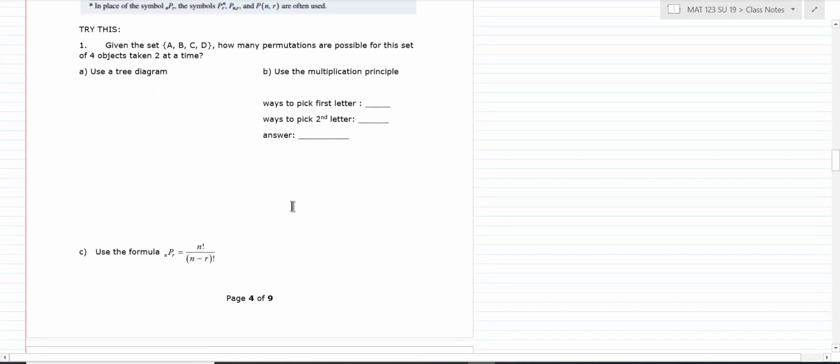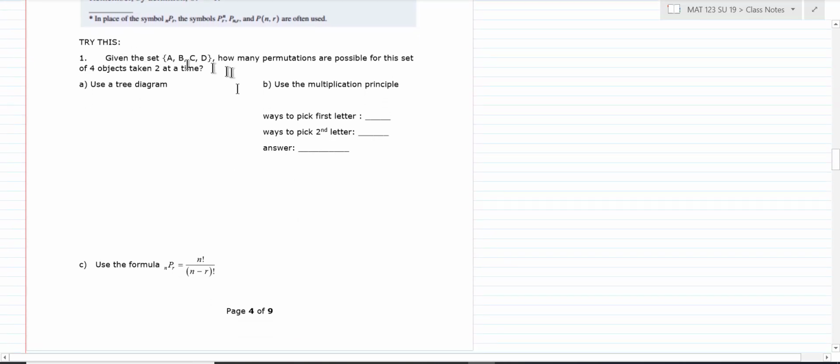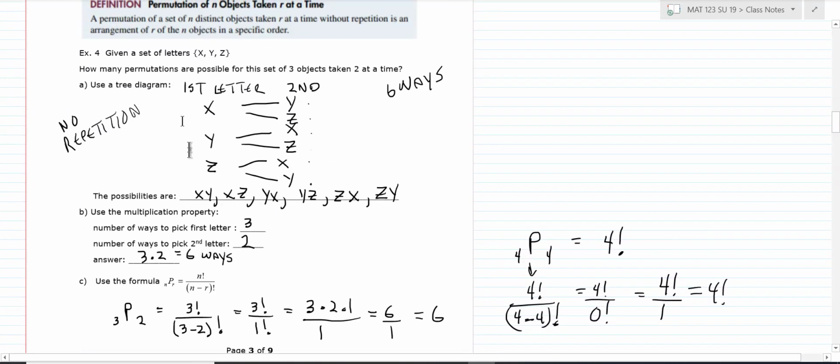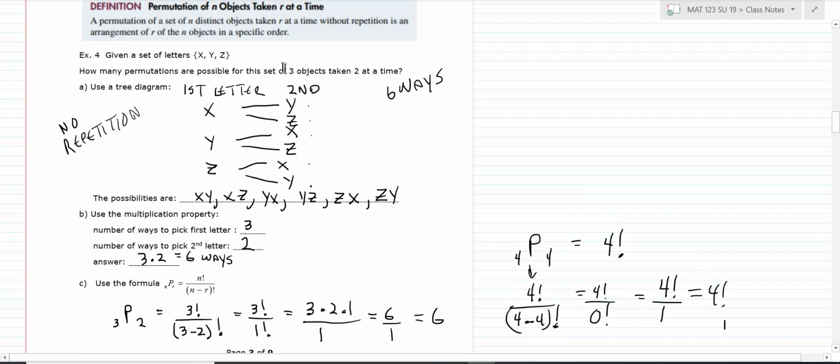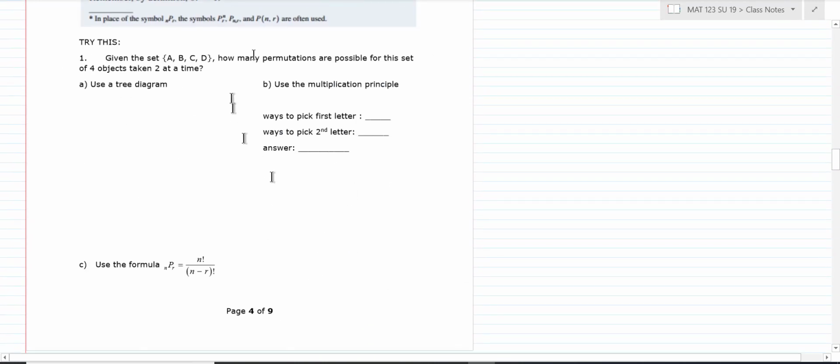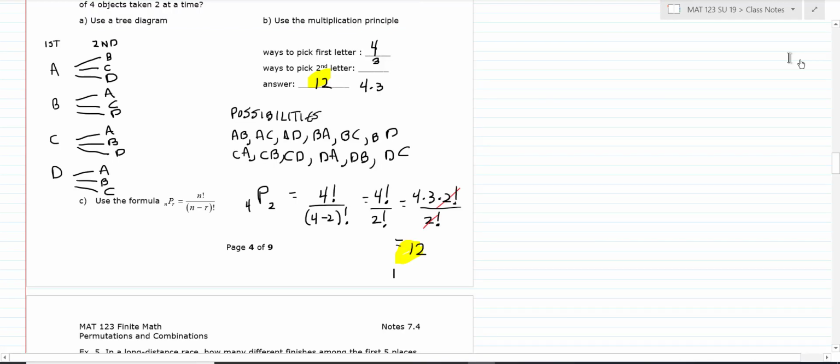Okay, so let's see. I think what I'm going to have you do now, and let's try this. The problem that I just did, I had 3 letters, X, Y, Z. So I want you to work a little bit on this one. We have 4 letters, and we're going to take that 2 at a time. So what I want you to do is do the tree diagram first. Then do the multiplication principle. And then try to use that permutation formula. So pause, see if you can do this correctly. Okay, moment of truth. Let's see if we got this right.